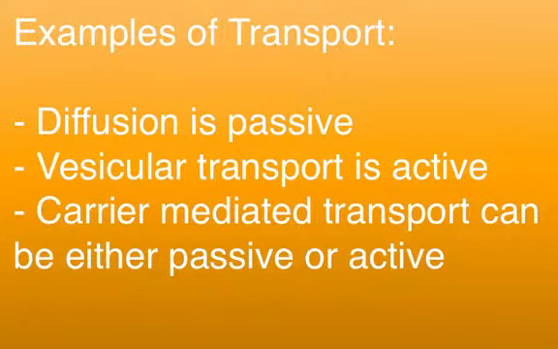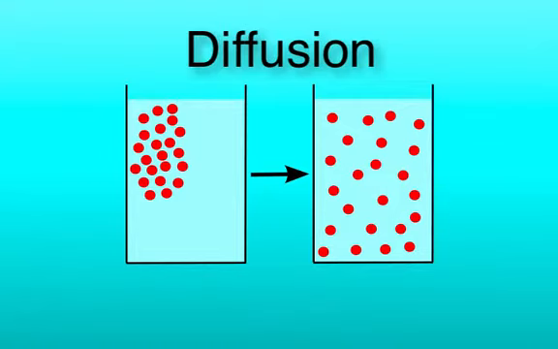Diffusion is an example of passive transport. Vesicular transport is an example of active transport. And carrier-mediated transport using a carrier protein can be either passive or active.